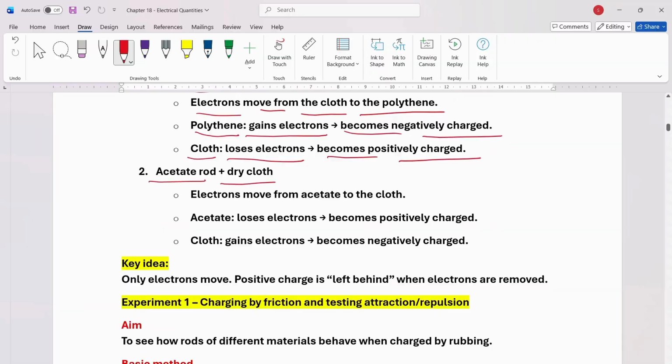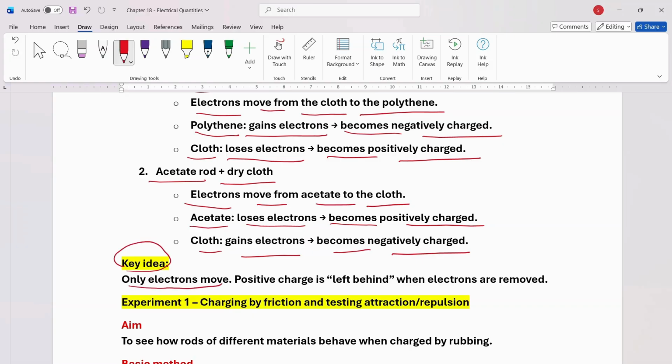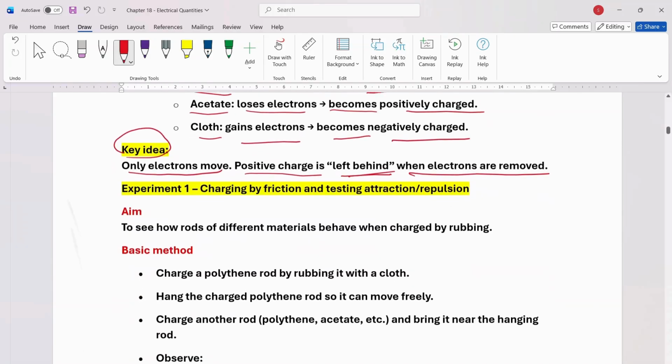Acetate rod and dry cloth. Electrons move from the acetate to the cloth when you rub it. The acetate loses electrons and becomes positively charged. The cloth gains electrons and becomes negatively charged. Here our key idea is that only electrons move. Positive charge is left behind when electrons are removed.